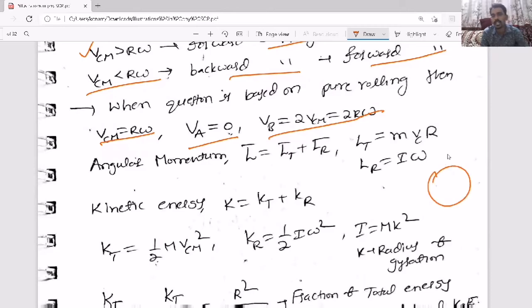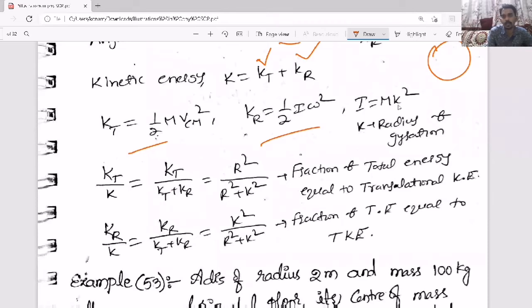As the body is rotating as well as translating in combined motion, there is an angular momentum due to translational motion and an angular momentum due to rotational motion. This is due to translational motion, and this is due to rotational motion. Similarly, kinetic energy also has both parts, due to translational and due to rotational motion. So you need to take the whole sum.